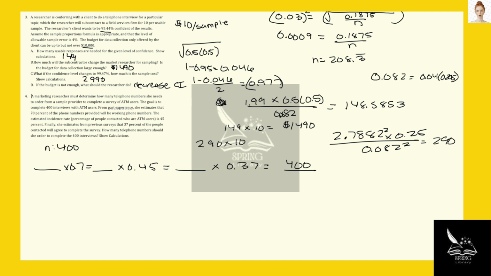So you're going to take 400 divided by 0.37, and you're going to get approximately 1,081. It's going to be a decimal too. And then I'm just going to round it. And then you're going to divide that by 0.45. And then that's 2,402.4. And then you're going to divide that by 0.7. And then that's going to be 3,432. So I would do 3,433. And that would be the number that she should request.